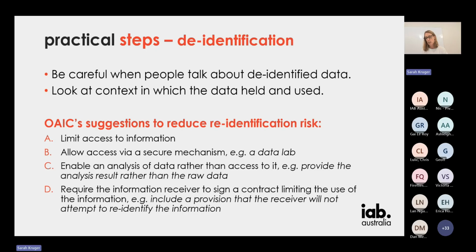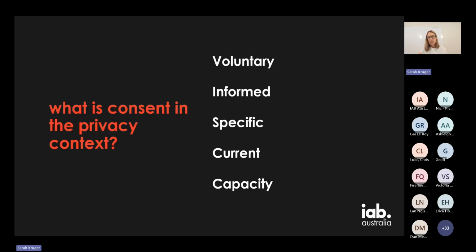So require the person you're sending the information to sign a contract limiting what they do with the information. So for example, include a provision that that person will not attempt to re-identify the information. So that will protect you. If they do the wrong thing, then they should be liable for that. So that's a good commercial solution to some of these problems. So that's de-identification. Second concept, sorry, it's the third. The first was PI, then de-identification.